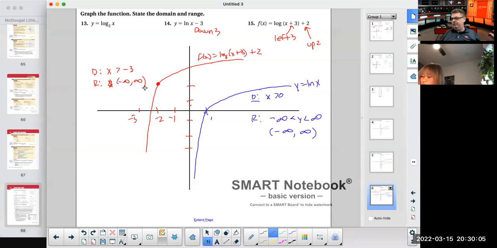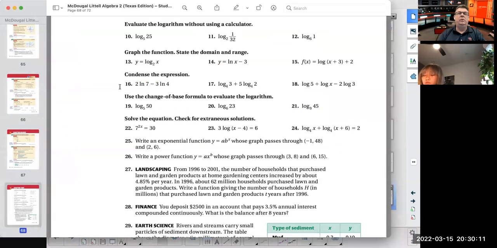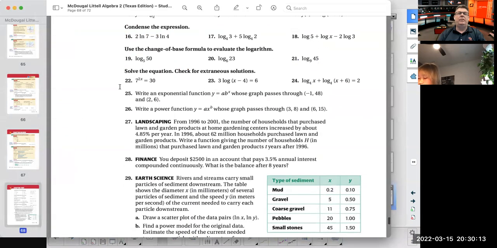How we doing? Good. All right, let's have a look. Condense the expression. How we doing on time? All right, halfway through, not too bad. We've got a lot done.